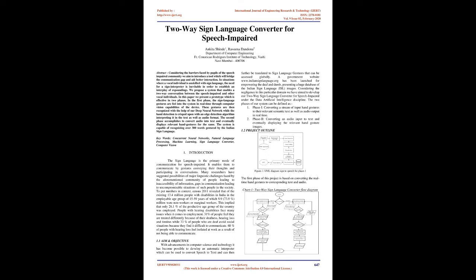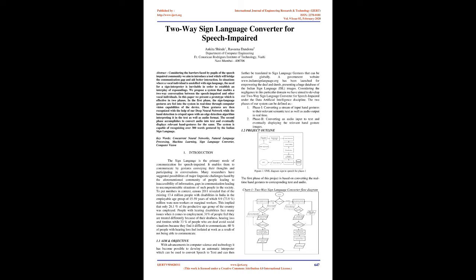Keywords: convolutional neural networks, natural language processing, machine learning, sign language converter, computer vision. 1. Introduction. The sign language is the primary mode of communication for the speech-impaired. It enables them to communicate by gestures, conveying their thoughts and participating in conversations. Many researchers have suggested possibilities of major linguistic challenges faced by the aforementioned community of people, leading to inaccessibility of information and gaps in communication, leading to uncompromising situations for such people in society.